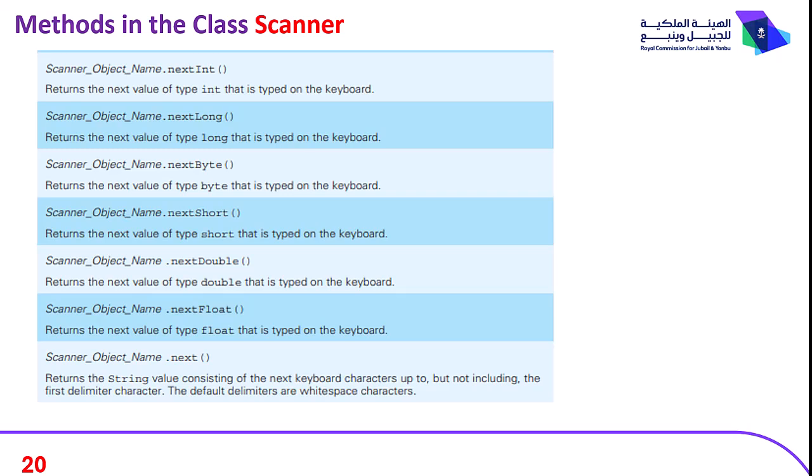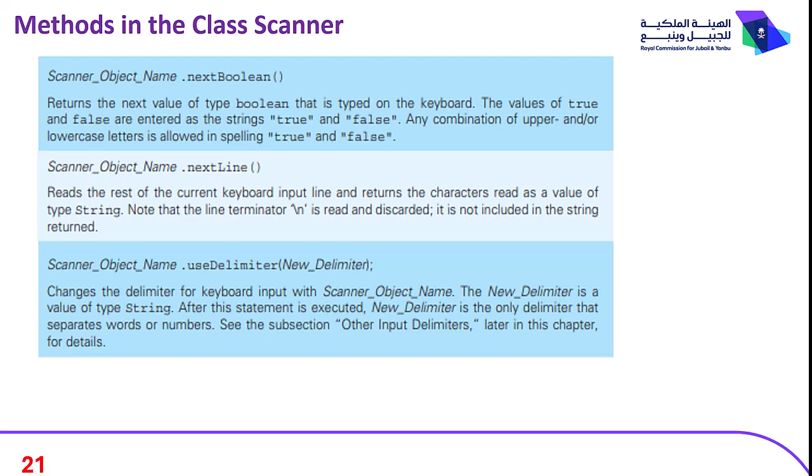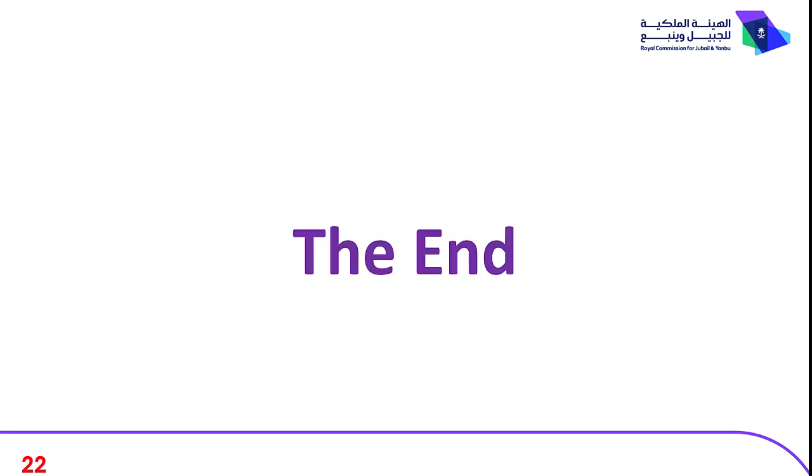Methods in the class Scanner. Part 1. Here is a quick reference for Scanner methods: nextInt, nextLong, nextByte, and nextShort handle various integer sizes. nextDouble and nextFloat handle decimals, while next captures characters until the first white space. Methods in the class Scanner. Part 2. Finally, we have nextBoolean for true or false values and nextLine to read an entire line, including spaces. You can also change the default white space separator using the useDelimiter method if needed. This concludes our look at console input and output.